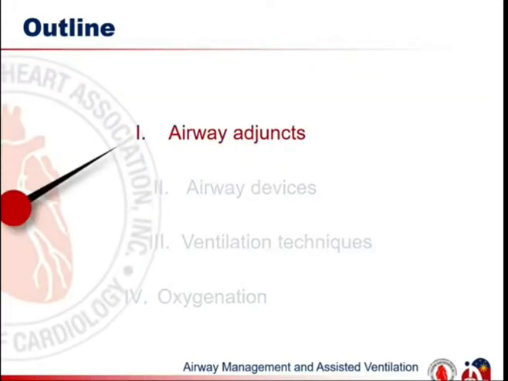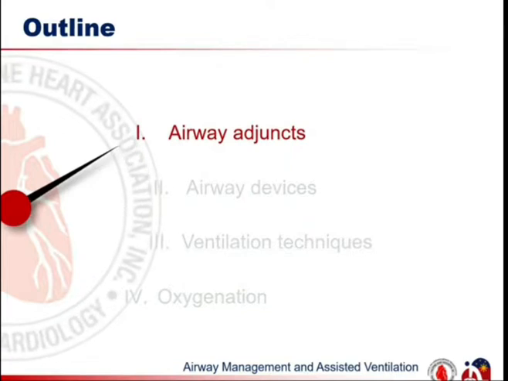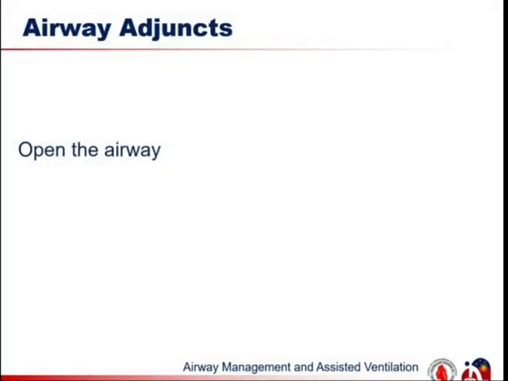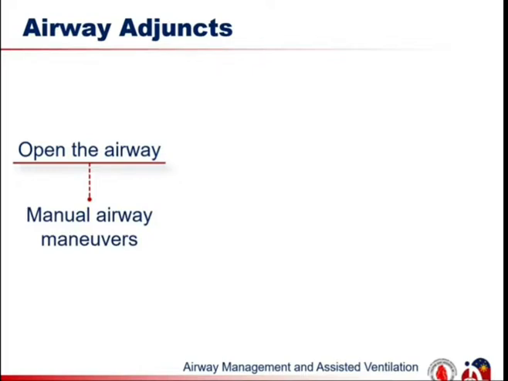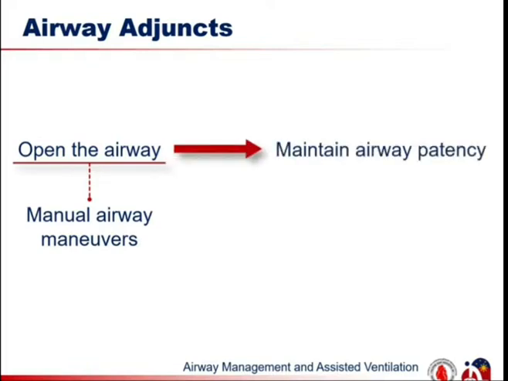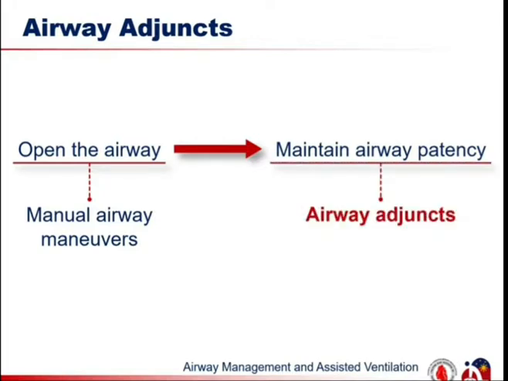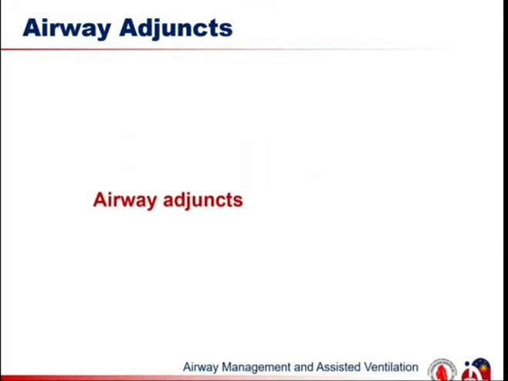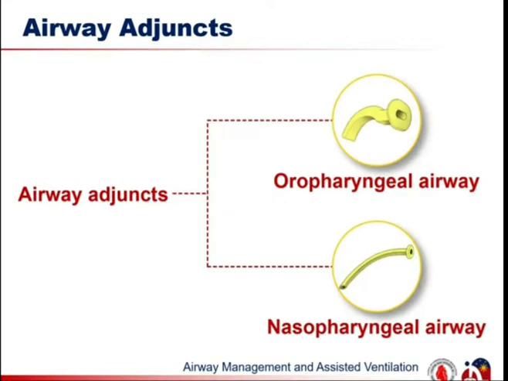We begin with the airway adjuncts. Opening the airway is initially done using manual maneuvers, such as the head tilt chin lift maneuver or jaw thrust without head extension. After opening the airway, you need to maintain airway patency that can be achieved by using airway adjuncts. Airway adjuncts used during CPR include the oropharyngeal airway and nasopharyngeal airway.